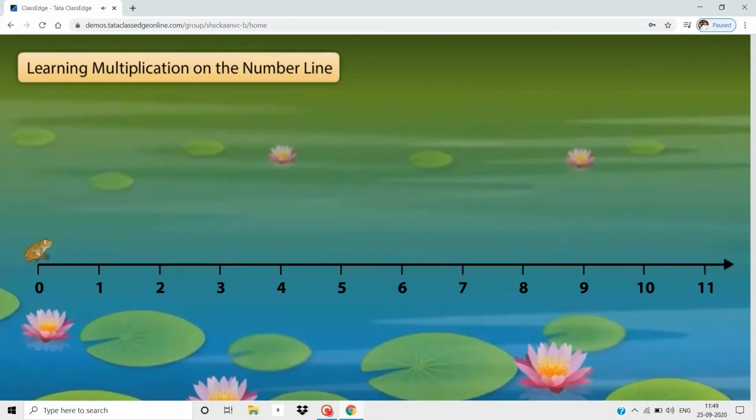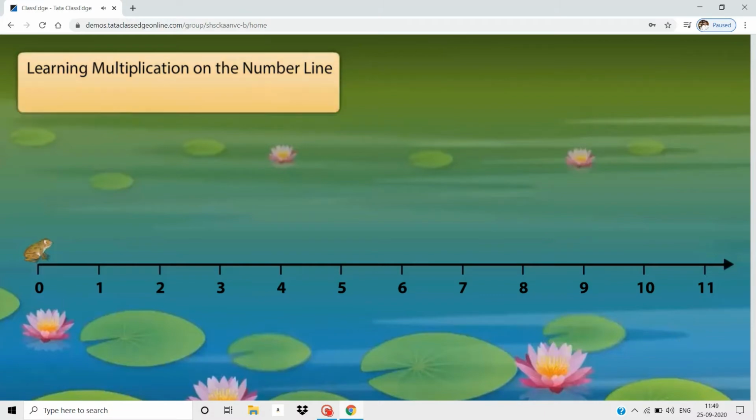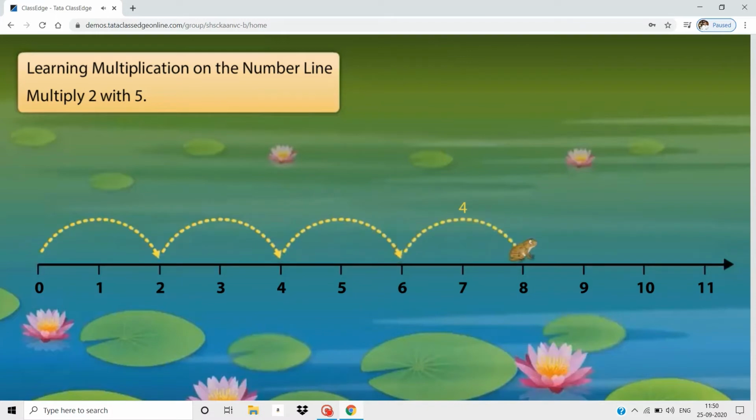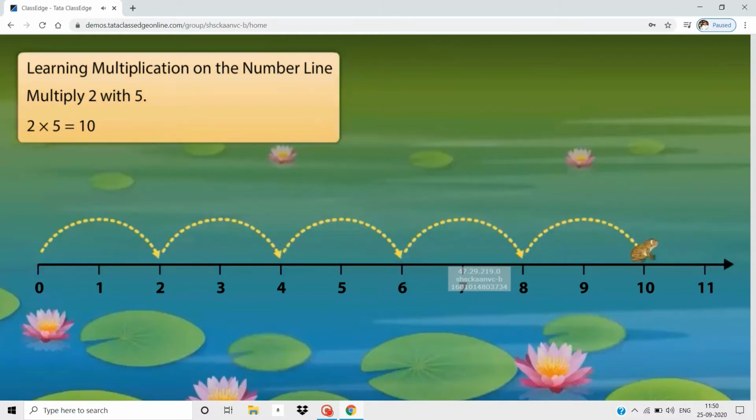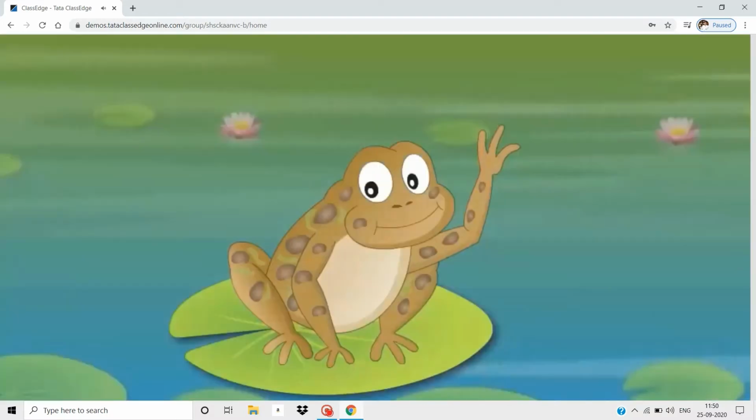It's time to move on to multiplication. We'll multiply 2 with 5. Multiplication is like faster addition. Look how I move 2 units at a time towards the right on the number line to get the product. Observe that I will make 5 such jumps. Don't you think I have made your task easier? See how quickly I could multiply 2 with 5 to get 10 as the product?